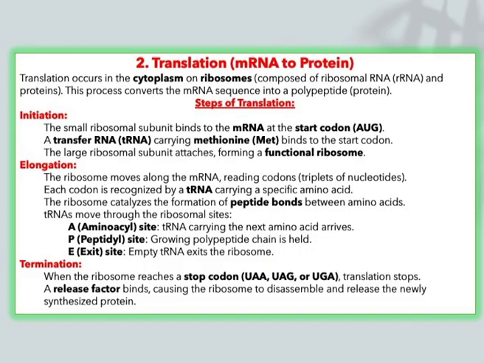So tRNA is most important, as it is involved in carrying specific amino acids. Then the ribosome catalyzes the formation of peptide bonds between amino acids. tRNA means transfer RNA. This transfer RNA moves through the ribosomal sites. The ribosomal sites are A, P and E. A means aminoacyl site, P is peptidyl site, and E means exit.